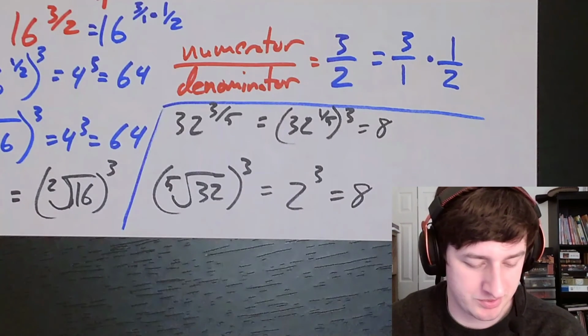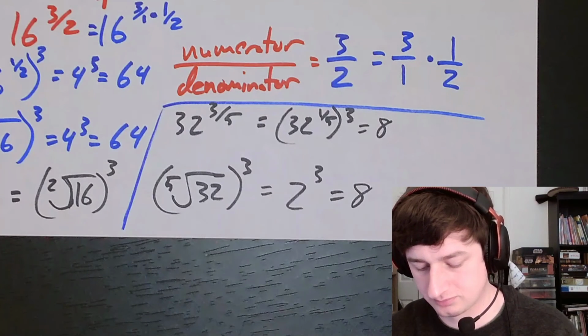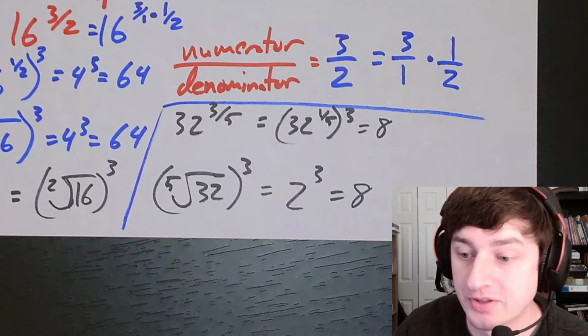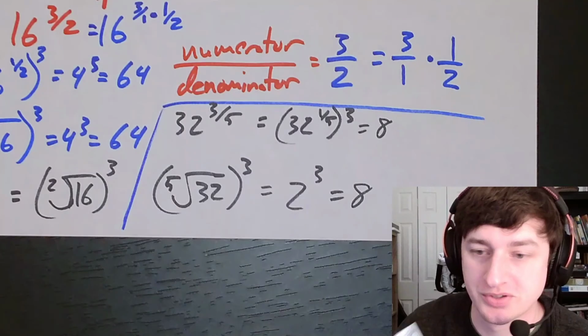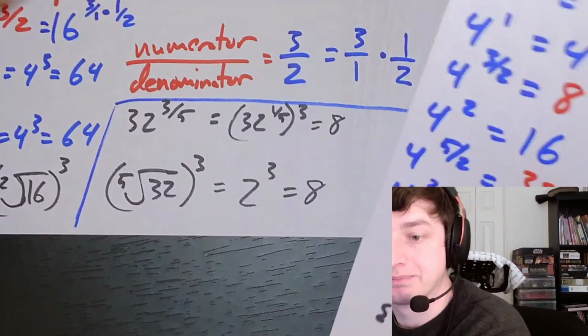Explaining fractional exponents is, oh man, not my most favorite thing. I like fractional exponents. Explaining it, it's counterintuitive. So you should get 8.